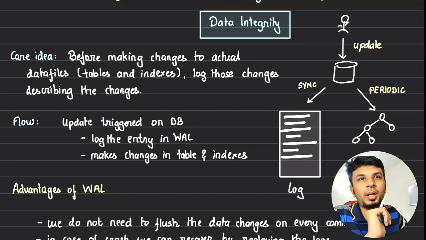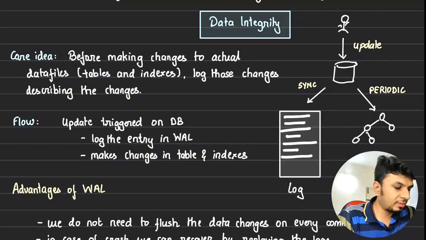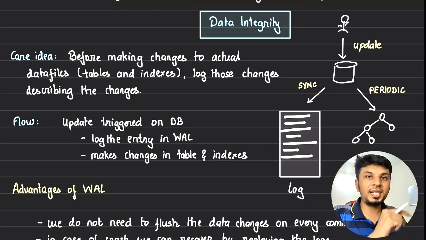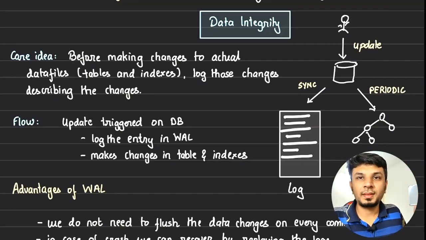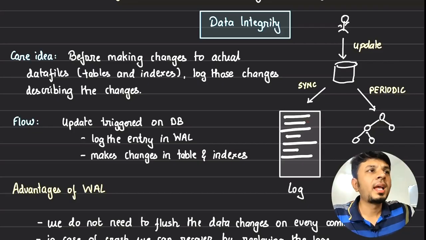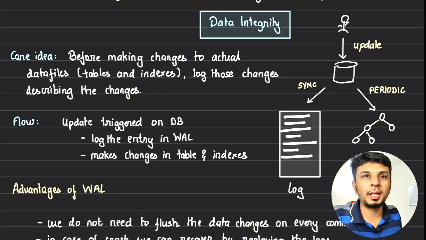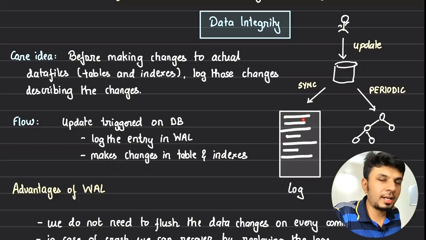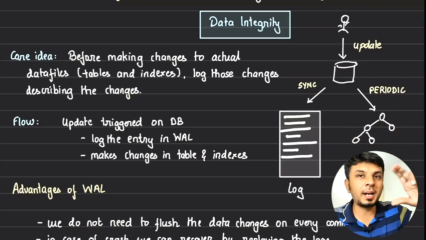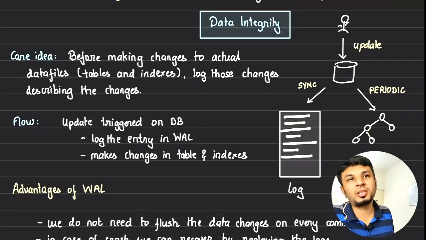So the core idea of write ahead logging is, before you make the changes to actual data files, your tables, your indexes, what we saw in the first one, before you make changes there, log those changes in a separate file, which is open in a sync mode as we just discussed. For example, you're firing a query, update users set name equal to A, where ID is equal to 1. This change should be logged in a file before you make the updates, before you flush the updates onto the disk. So as part of your commit, it should be run first on the log file, and then the changes should be made onto the table or the index.